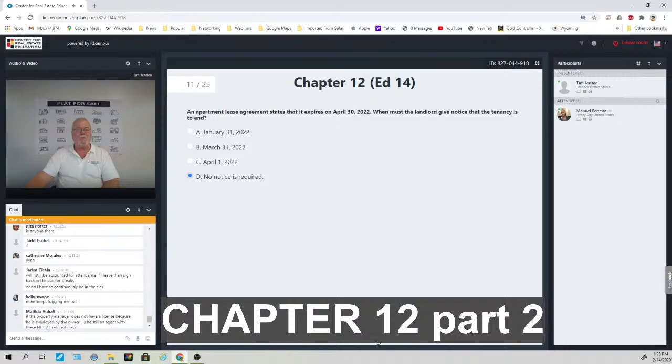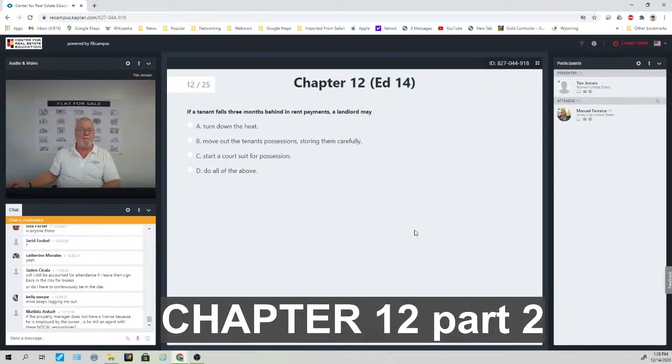Number 12, if a tenant falls 3 months behind in rent payments, a landlord may start a court suit of possession. 93% of you had that correct. Well done.